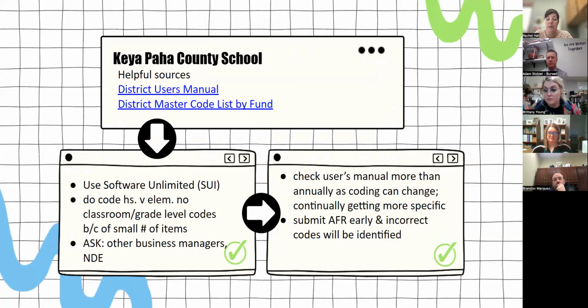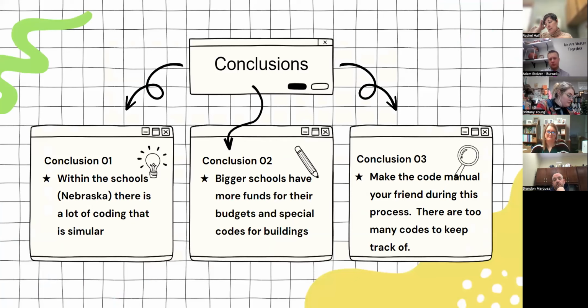One of her pieces of advice was to check that user's manual more than annually, because sometimes there are changes in there. And her other suggestion was to submit the AFR early, because it'll kick out codes that are incorrect, and then you can go in and fix that. When I talked to Dr. Isom, she had mentioned, just like you had said, Brandon, when you're talking about federal funds, take the time to really make sure you code those correctly, because it makes getting your money a whole lot easier.